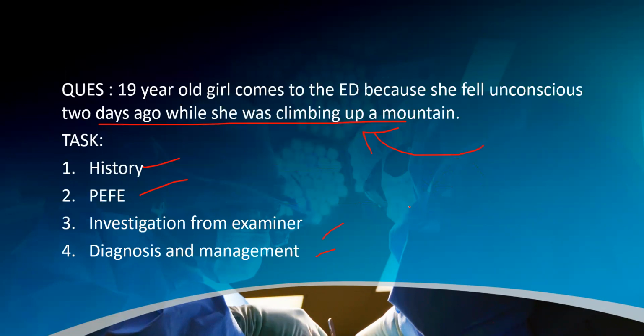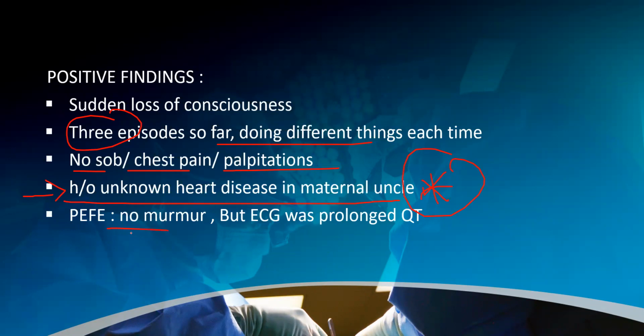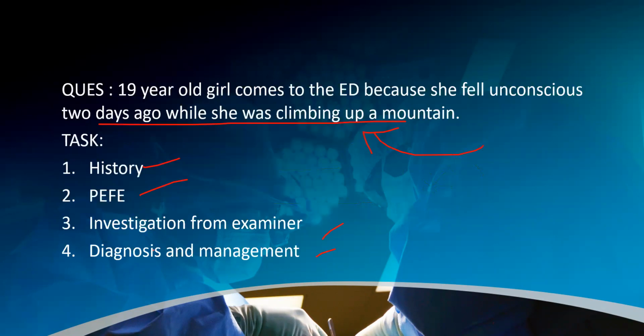In the physical examination from the examiner or in the card, there will be nothing positive. So no murmur, no other finding will be there, everything normal. But there will be a task in this case: ask for investigation from the examiner and explain the investigation to the examiner. Any time syncope is your main symptom in the case, your main investigation from the examiner should be ECG. You can ask all other investigations, the blood tests that we have discussed, but the most important is the ECG.